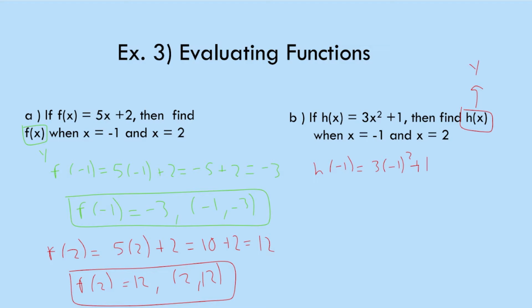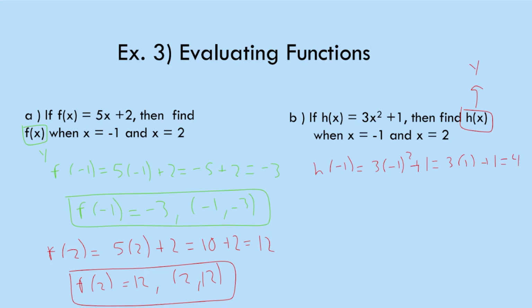Now, this is the part that you have to be super careful with. You can't do 3 times -1 first. Order of operations says you have to always do parentheses and exponents. So I have to do -1 squared. Remember, -1 squared is -1 times -1, which is 1. So really, this is just going to become 3 times 1 plus 1. And if you were to work this out, 3 times 1 is 3 plus 1, you're going to get 4 as your answer.